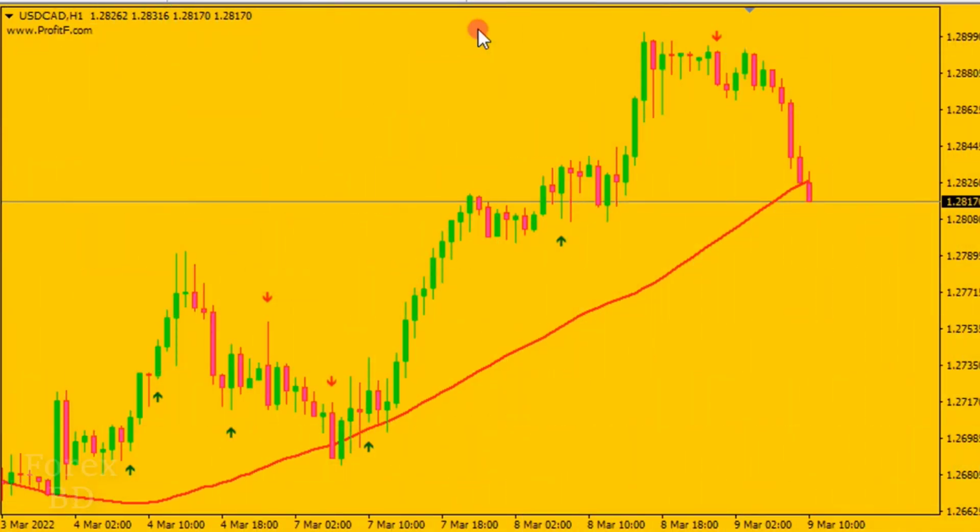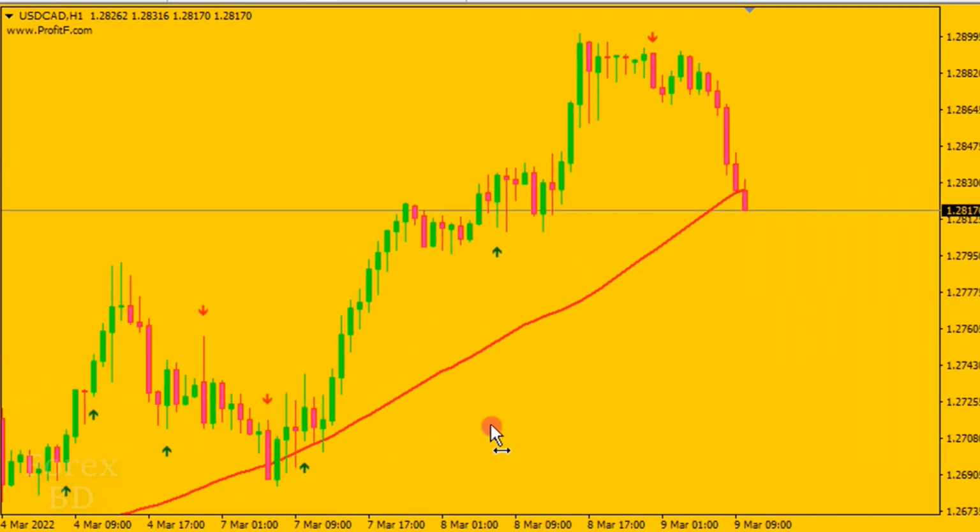Now let's see how to take the entry. Here we follow two things, and then we will take an entry. The first is engulfing, and the second is moving average. Basically we will use the moving average to get a good signal.